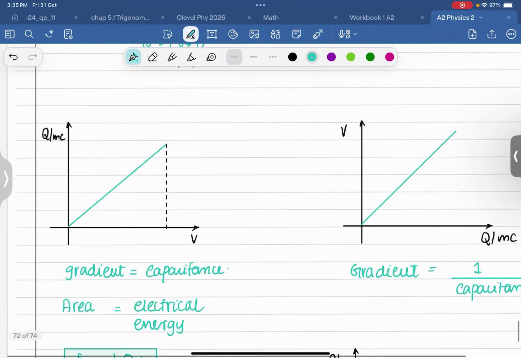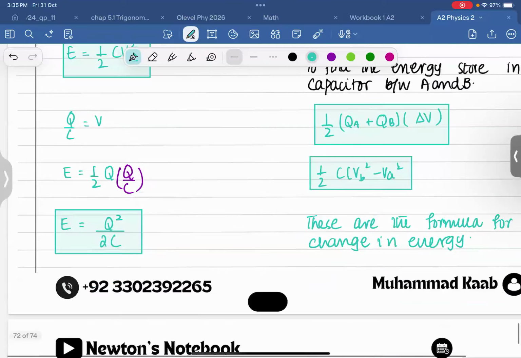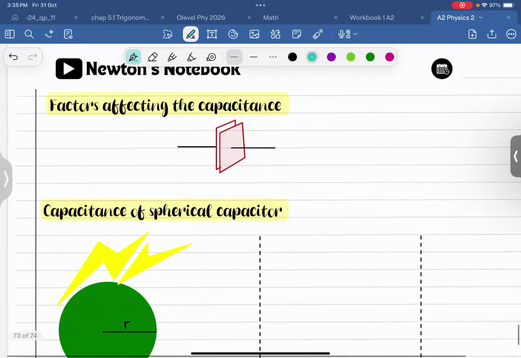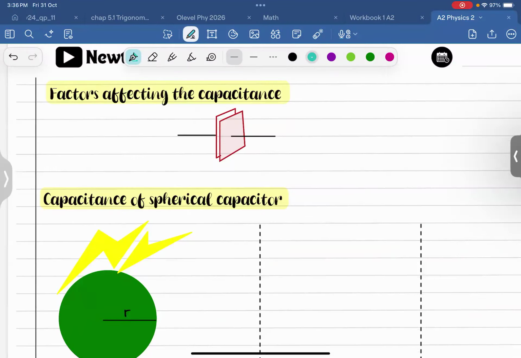But the factors that affect the capacitance are mainly three. If you look at the formula, C is equal to epsilon naught A over D. This is the formula that contains the variables that decide the capacitance of the capacitor.